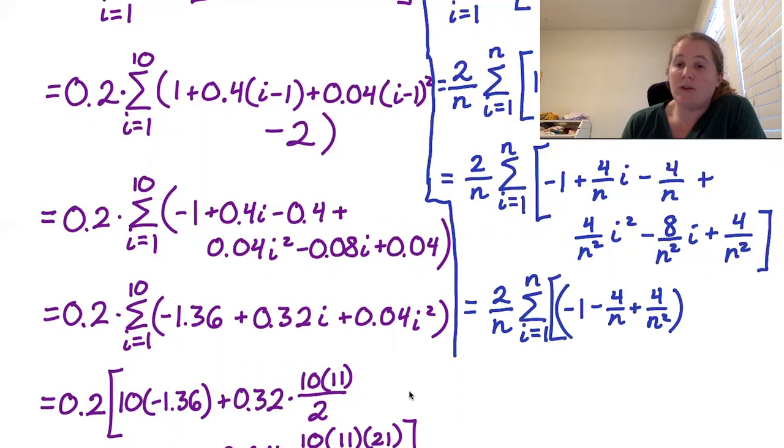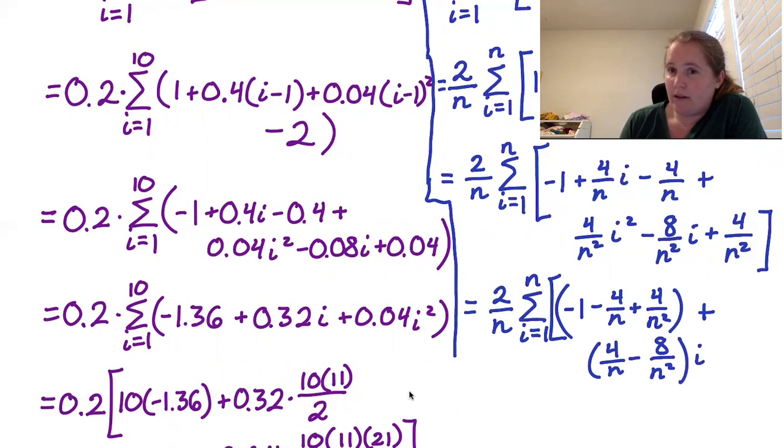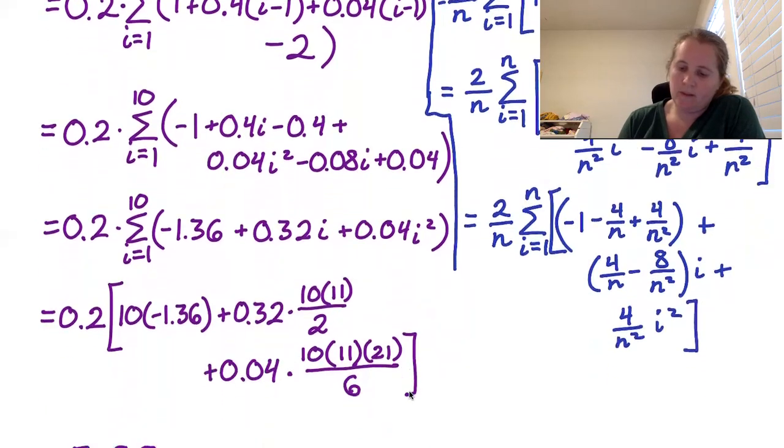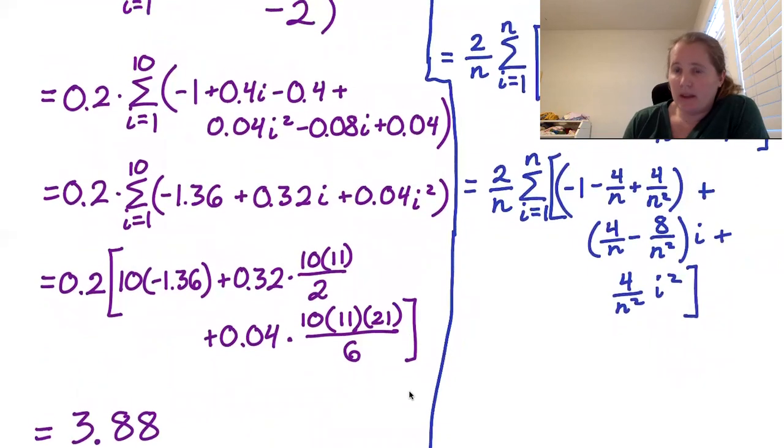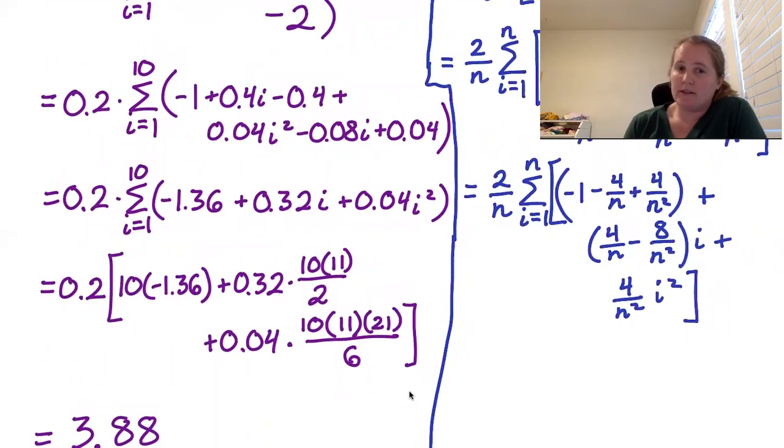And then in multiplying I, we have plus 4 over n minus 8 over n squared times I. And then we have plus 4 over n squared I squared. So from here, we can then go ahead and evaluate our sums.